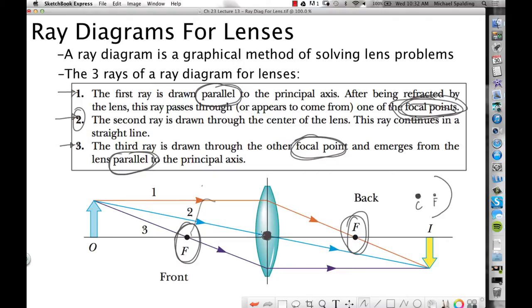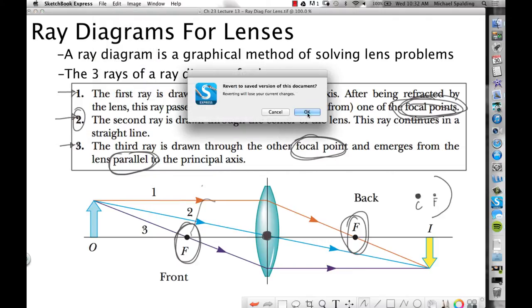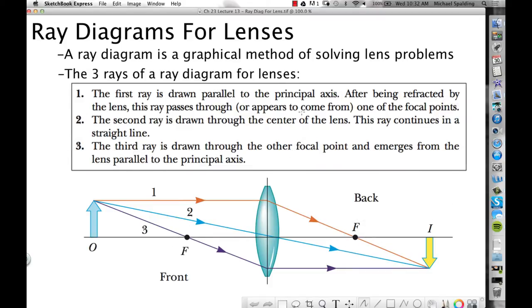Now, let's get to the big question. How do you know which focal point to use? The answer is simply this: it depends on the lens. If you're dealing with a converging lens, the ray must converge. That's going to tell you what focal point to use. If you're working with a diverging lens, the ray must diverge. That's going to tell you which focal point to use.